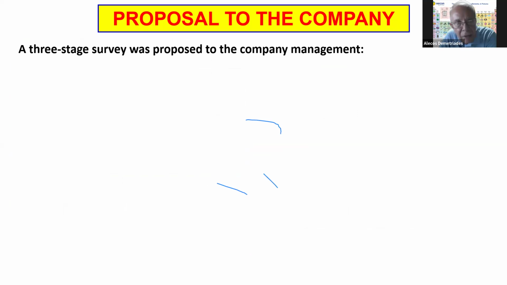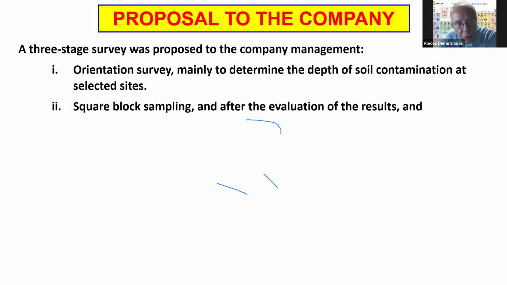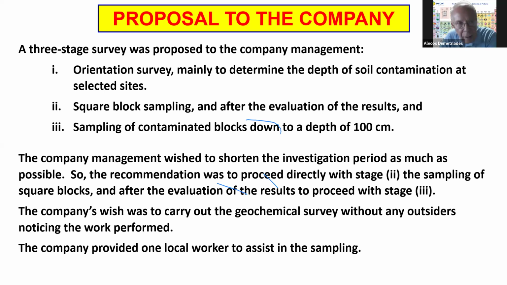Now, a 3-stage survey was proposed to the company management. Orientation survey mainly to determine the depth of the soil contamination at selected sites. Square block sampling, and after the evaluation of the results, sampling of contaminated blocks down to a depth of 100 centimeters. The company did not like our plan. Well, I always like to carry out an orientation survey. They wanted to shorten the investigation. Okay, it was their problem because they were paying.